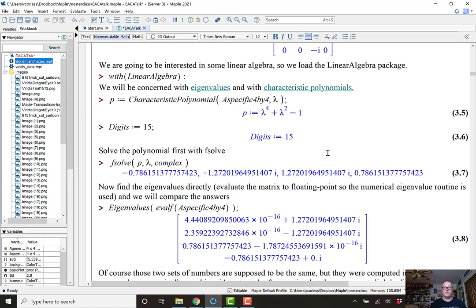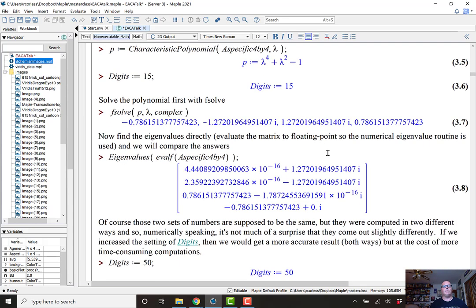And of course, the two sets of numbers are supposed to be exactly the same, but they were computed in two different ways. In the second way, instead of solving a polynomial equation, we actually invoked a numerical eigenvalue solver. So one would expect that the numbers aren't exactly the same, but at least the imaginary part of this one, the digits are exactly the same. But here we've got clearly some round-off error in the real part. And we have some round-off error in the imaginary part here, but no round-off error in the imaginary part for this one. So it's a little bit odd that you get numerical behavior that's different, but it's okay.